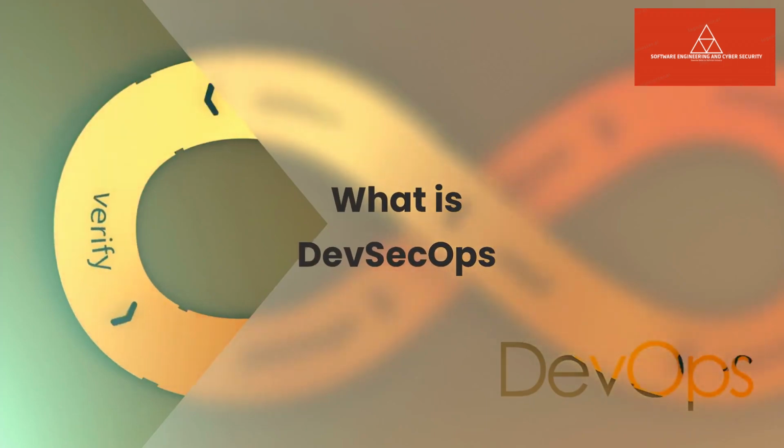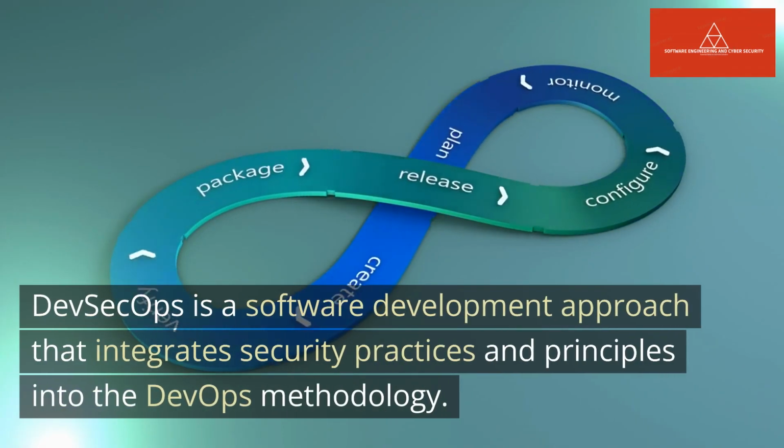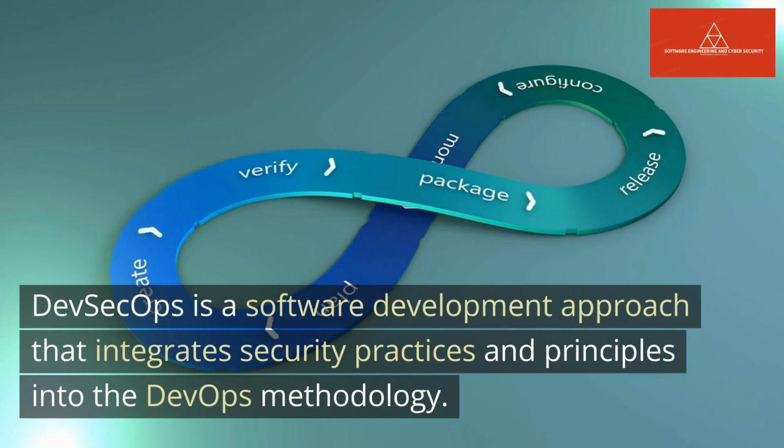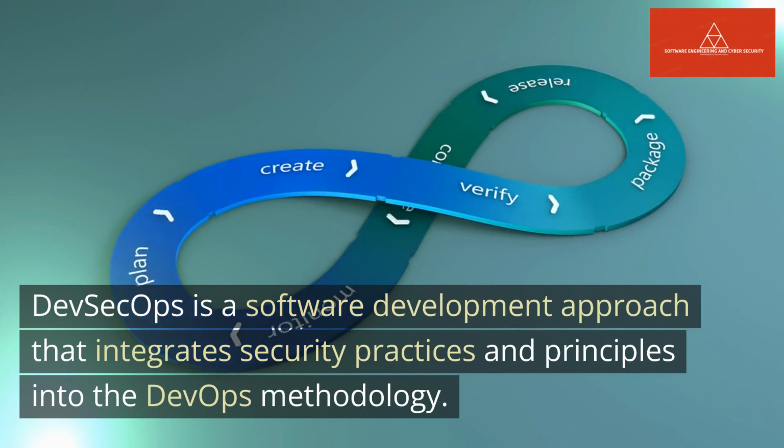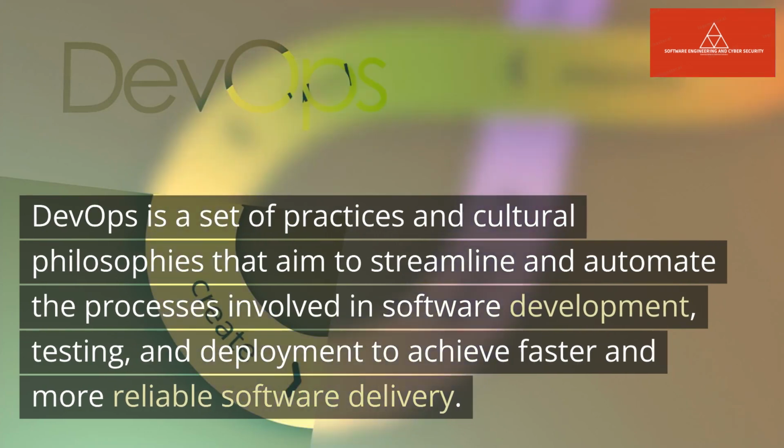What is DevSecOps? DevSecOps is a software development approach that integrates security practices and principles into the DevOps methodology. DevOps is a set of practices and cultural philosophies that aim to streamline and automate the processes involved in software development, testing, and deployment to achieve faster and more reliable software delivery.